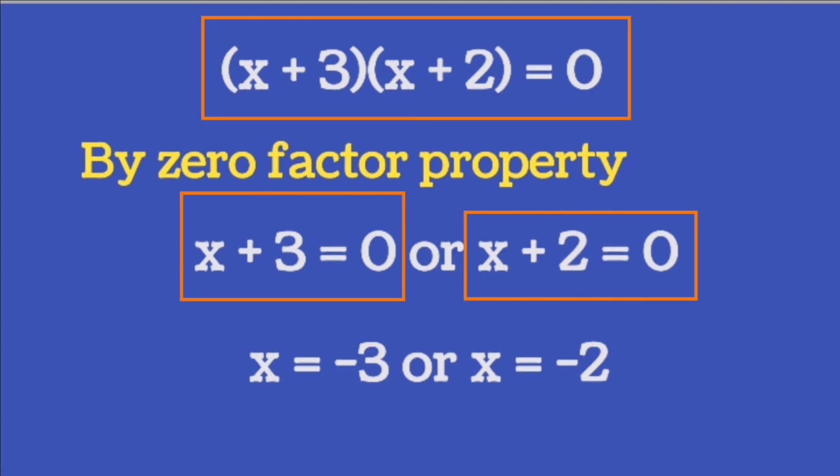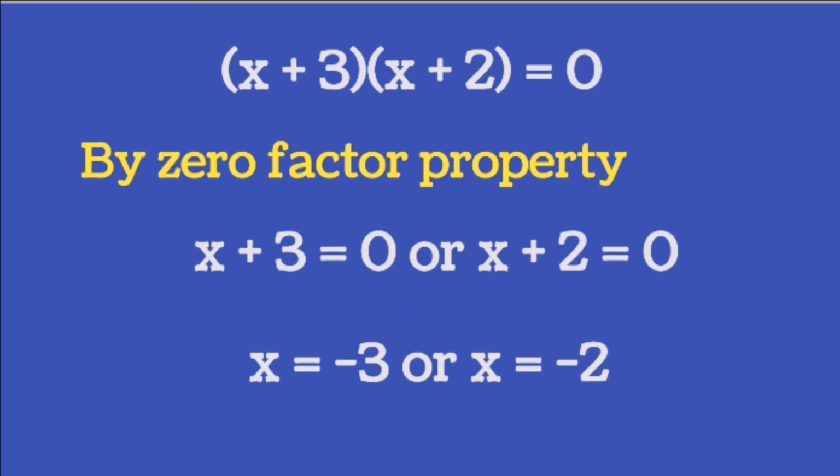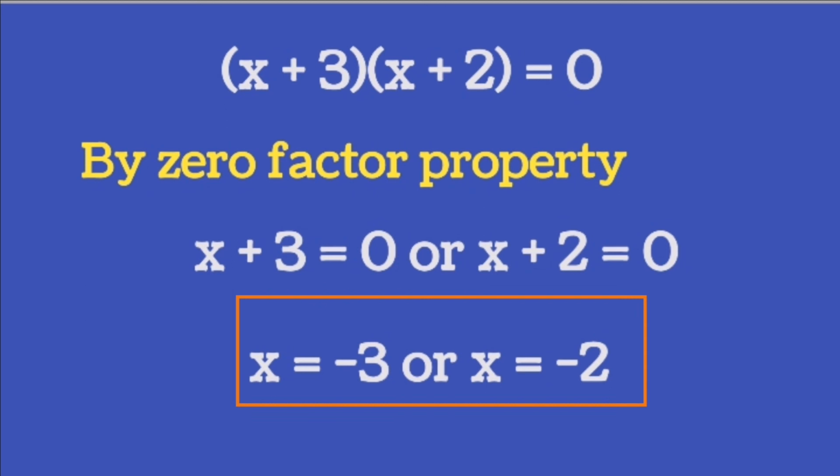Now shift 3 from left hand side to right hand side and shift 2 from left hand side to right hand side. We get x is equal to minus 3 or x is equal to minus 2. So x is equal to minus 3 and x is equal to minus 2 is the required solution. We see that the degree of quadratic equation is 2, so the solution will be 2 in number. One is minus 3 and another one is minus 2.